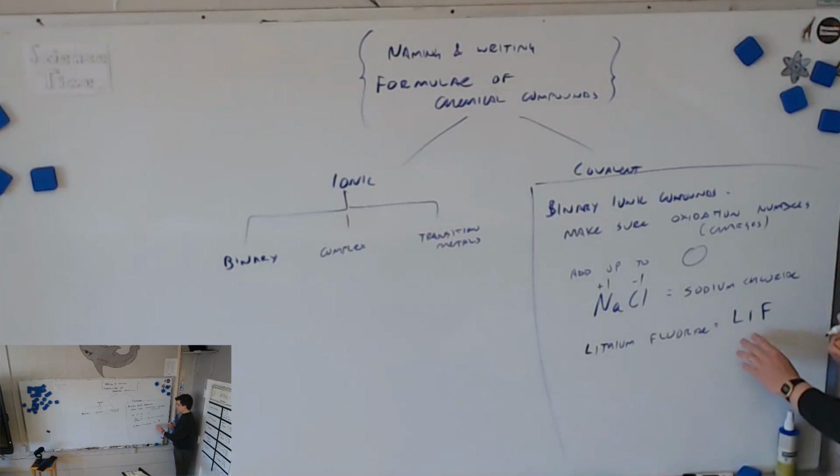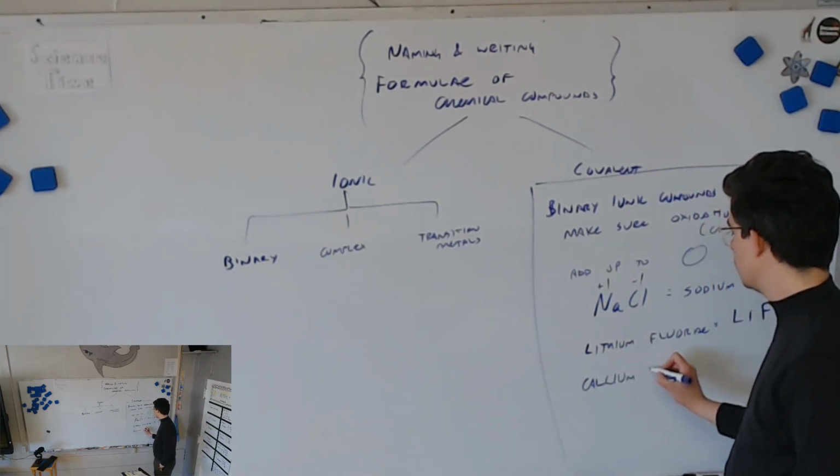Now, what we have to check is, do these oxidation states add up to zero? Well, what's the oxidation state of the lithium? Plus one, in the same way that sodium was, because it has one valence electron. And the fluorine is minus one. So they already add up to zero, so we're fine.